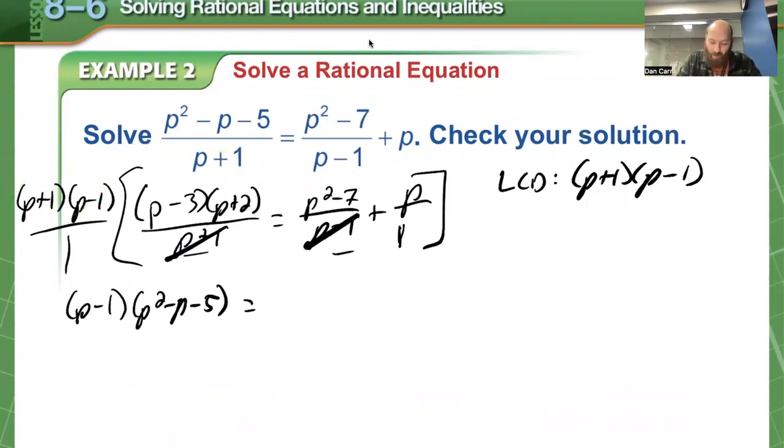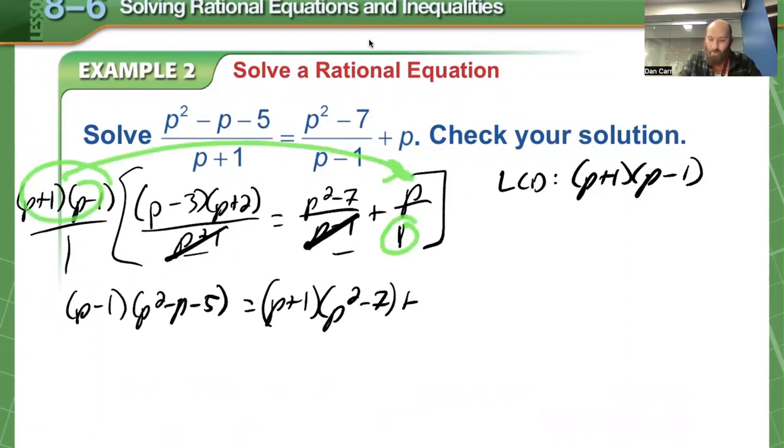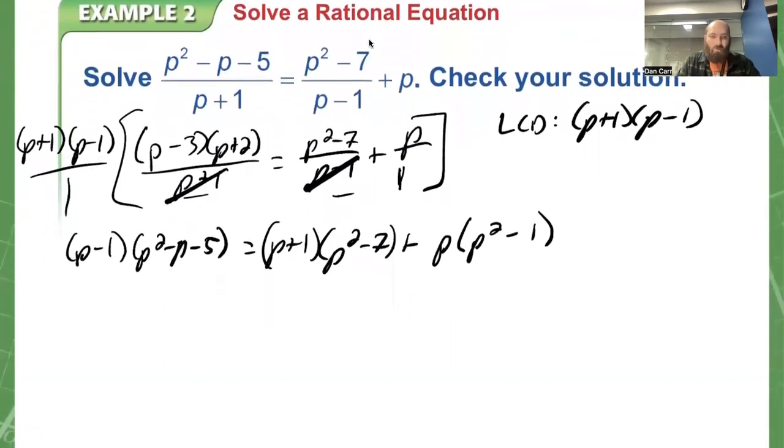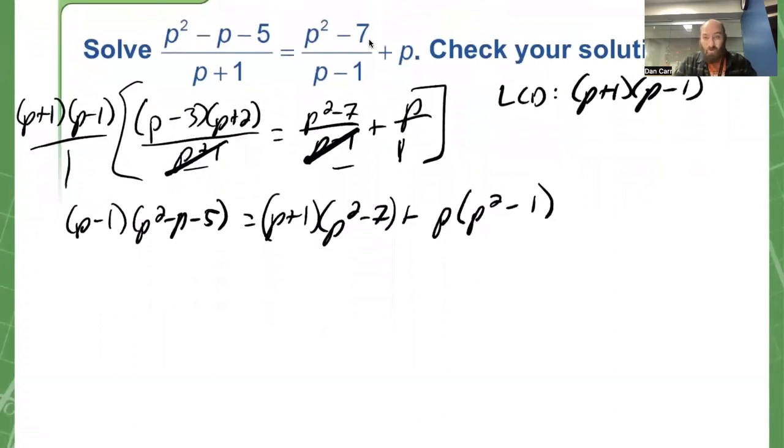So it will be p plus 1 times p squared minus 7. And then there is no denominator here besides 1, so this whole thing gets multiplied by p. That's p times p plus 1 times p minus 1, which I'll simplify to p squared minus 1. Okay, so now I'm just going to multiply through or distribute and figure out what my p values are by combining like terms, everything like that. So we'll see how it goes.